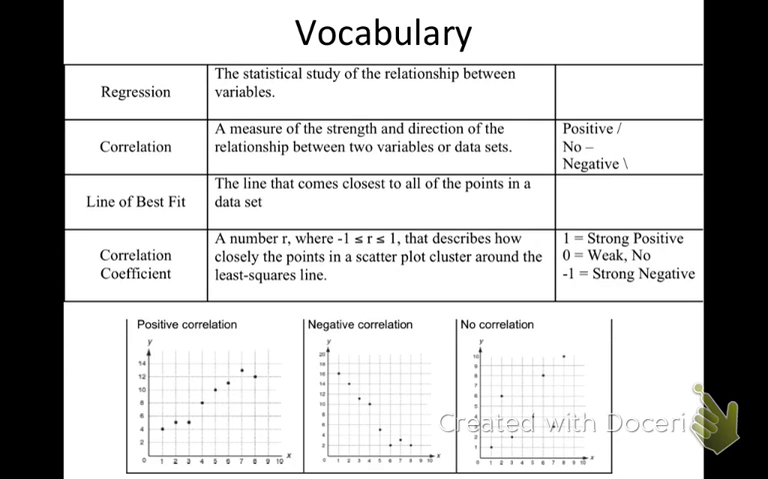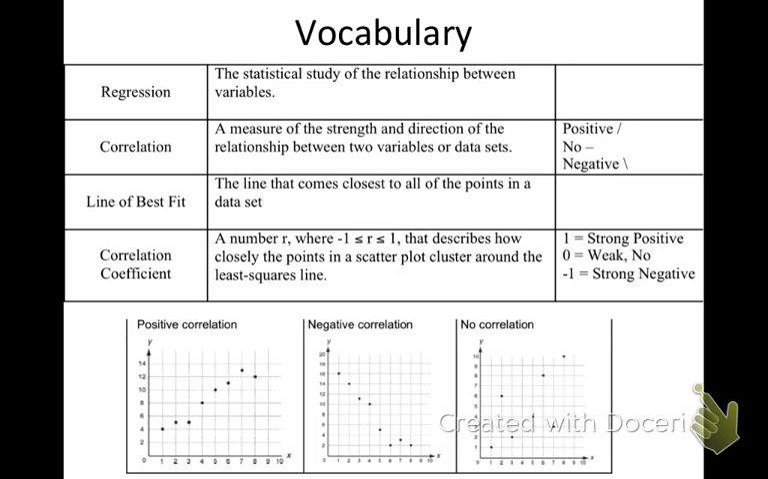Vocabulary. Regression. Regression is the statistical study of the relationship between variables. Alright, so we're going to talk about the relationship that scatter plots can show. Correlation. Correlation is a measure of the strength and direction of the relationship between two variables or data sets.